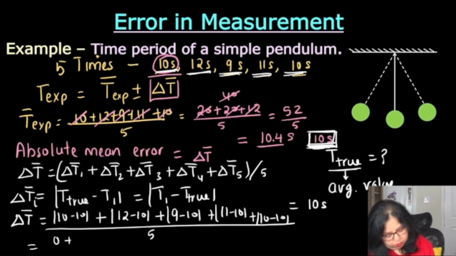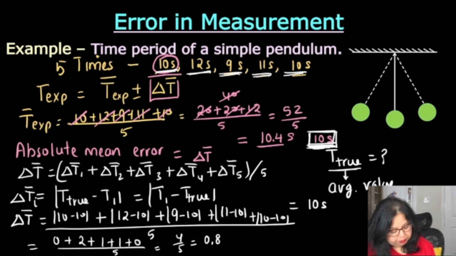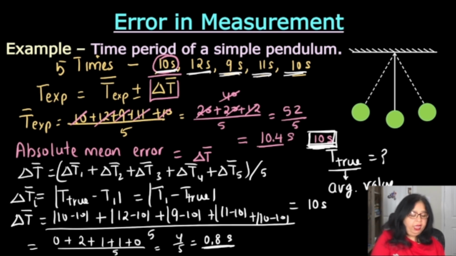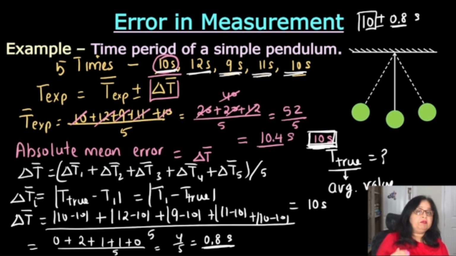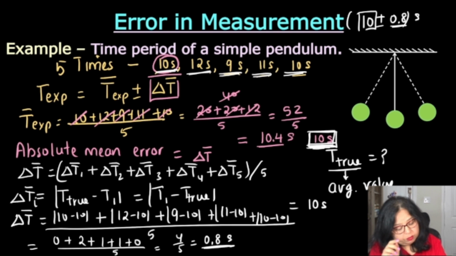What does this give us? 0 plus 2 plus 1 plus 1 plus 0 divided by 5 is 4 divided by 5, which is 0.8 seconds. So our answer would be 10 plus minus 0.8 seconds. And 0.8 will be rounded up to 1. Why? Because 10 has no digit, nothing after the decimal. Therefore, the uncertainty cannot have any digit after the decimal either. So the answer will be 10 plus minus 1 seconds.